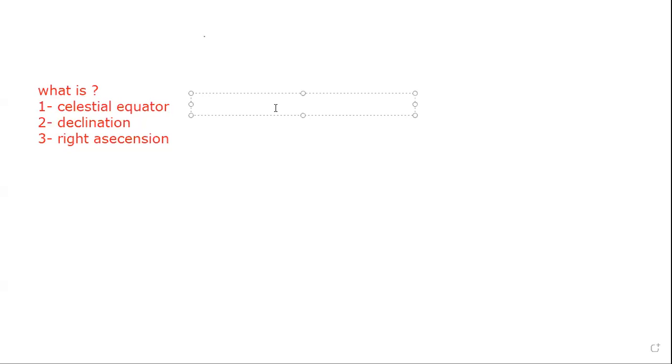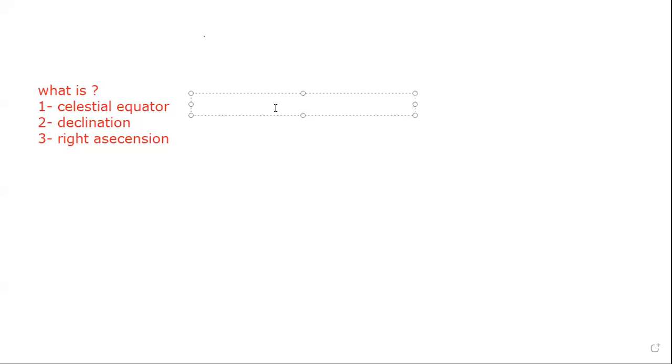So actually, as you could observe, the celestial sphere seems to be like a huge sphere that surrounds the Earth. If we expand the Earth's equator to the sky, we create an imaginary line that we call the celestial equator. As I said, it will divide the sky into two parts: the northern sky and the southern sky.